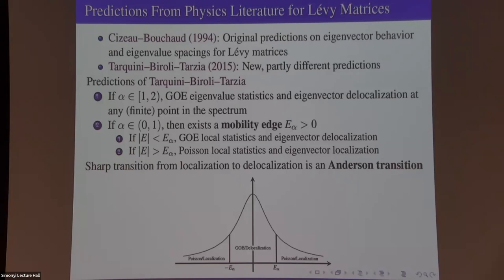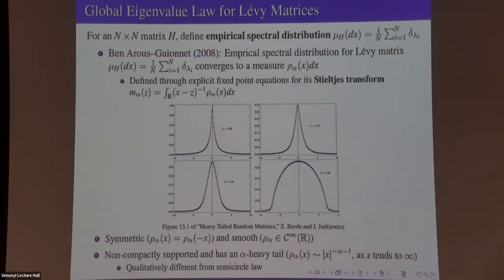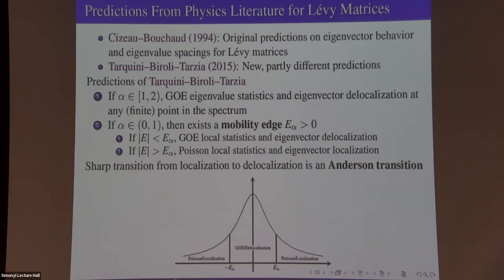Contrarily, if I take a point in the spectrum that's in magnitude bigger than E_alpha, so bigger than E_alpha or less than minus E_alpha, then if I take two eigenvalues around there, the spacing should be Poisson, morally the opposite of GOE. And any eigenvector whose eigenvalue has magnitude larger than E_alpha should be localized. So the picture I have is over here. This graph is meant to mimic the law of the distribution. And then I have these points, the range minus E_alpha to E_alpha. In this region, you should have GOE local statistics and eigenvector delocalization. Outside of it, you should have Poisson statistics and localized eigenvectors. The sharp transition from localization to delocalization is sometimes called an Anderson transition or mobility edge.